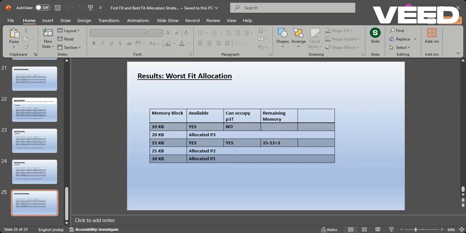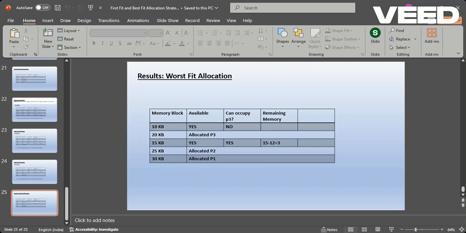In the best fit allocation, from the starting memory to the ending memory, we need to search, and find whatever locations are suitable to allocate a particular process. Then for each corresponding memory location, we need to find out the memory wastage. From these memory locations, whichever contains the least memory wastage is the best suitable location or memory block to allocate a particular process.